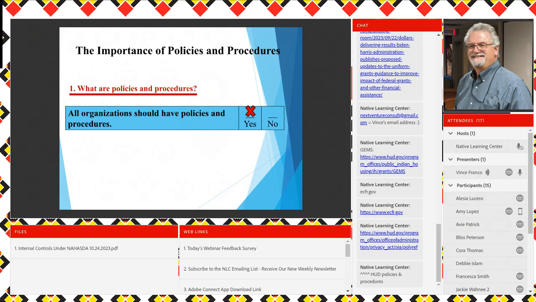All organizations should have policies and procedures. Well, yes, for two reasons. One, it's mandated by the internal controls, which are part of the uniform guidance. We talked about that earlier. And secondly, it's a good business practice to have not just policies and procedures, but written policies and procedures. And by the way, it's probably going to be one of the first things that the program reviewer or the audit team is going to ask for when they come in to look at your program. Where are your policies and where are your internal controls? What are they? And where are your written policies and procedures?